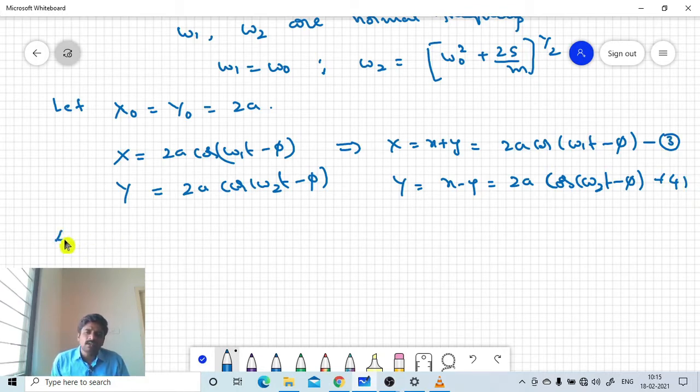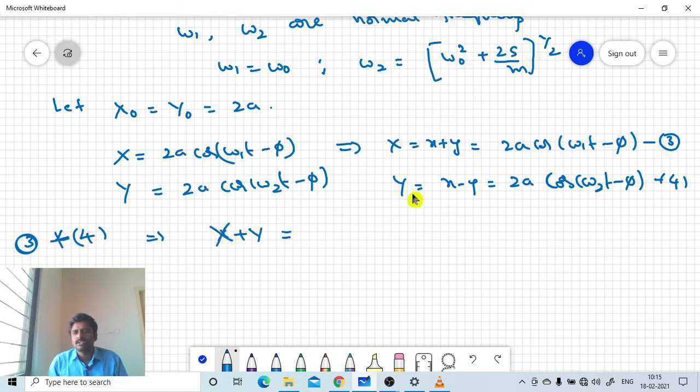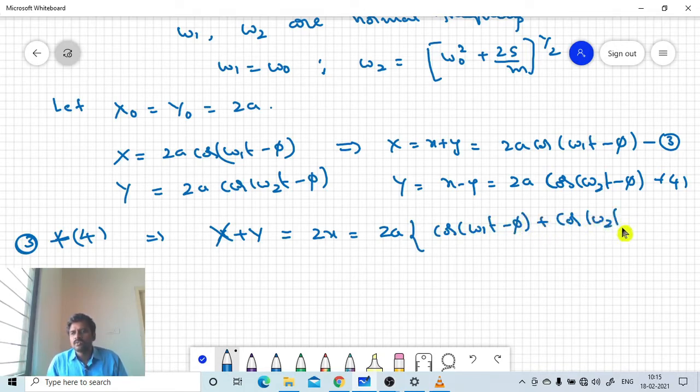If I add equations 3 and 4, what is the value we will get? 3 plus 4 means capital X plus capital Y. If we add these two, x plus y and x minus y will combine and 2x will appear. 2x is equal to 2a, the common term, times cos of omega 1 t minus pi plus cos of omega 2 t minus pi. So this is the value.